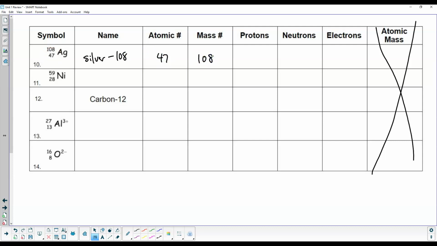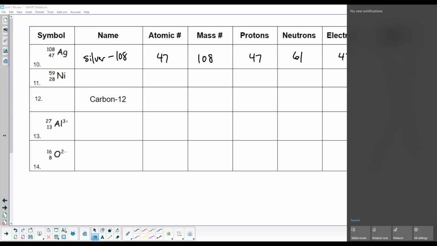The atomic number and the number of protons are always the same. Protons plus neutrons is the mass, so what number plus 47 is 108, or essentially 108 minus 47, should be 61. And then there's nothing indicating this thing has a charge, so the protons and electrons should be equal. Next one.